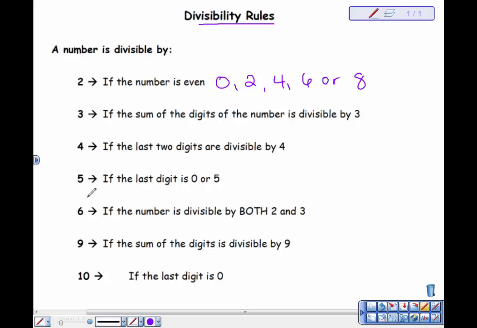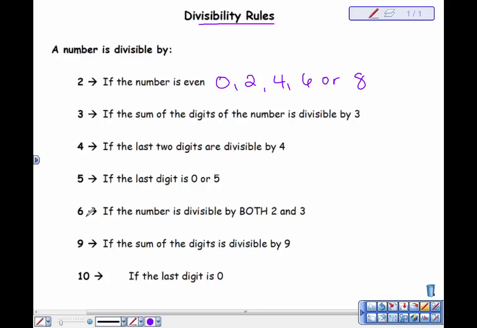Moving on, a number can be divided by 5. This is a super easy one, and you guys should already know this. A number can be divided by 5 if it ends in a 0 or a 5. So 435, it ends in a 5. It can be divided by 5. If I have 920, it ends in a 0. It can be divided by 5. So if it ends in a 0 or a 5.